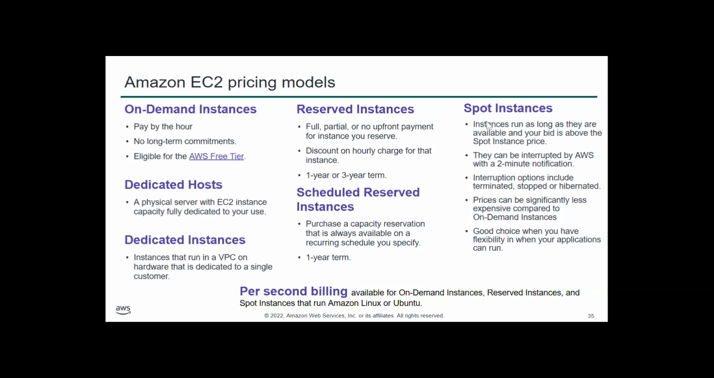Next is a spot instance. It's like bidding, like a flash sale, I told the example. Only when we have flexible time with the client's project can we use spot instance. I told you the example of a bike, your friend's bike and all those things. Next, per second billing. Per second billing is available only for on demand, reserved and spot instances, and that too only when the operating system is Linux or Ubuntu.